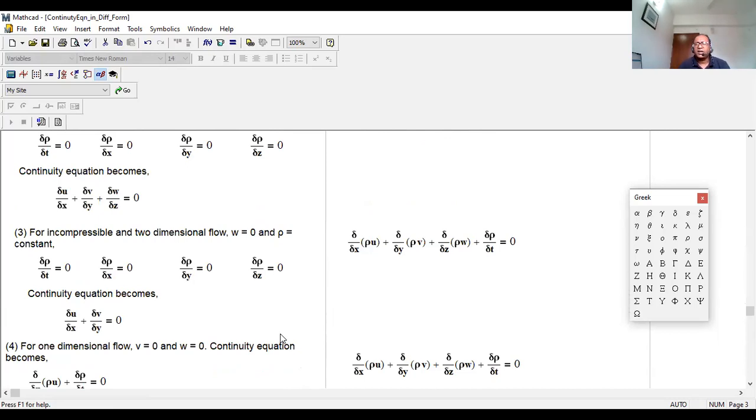Then what will be the form of the continuity equation for steady, incompressible flow? Then you just show what the equation will be. Okay. Any question? If you have a question, let me know.